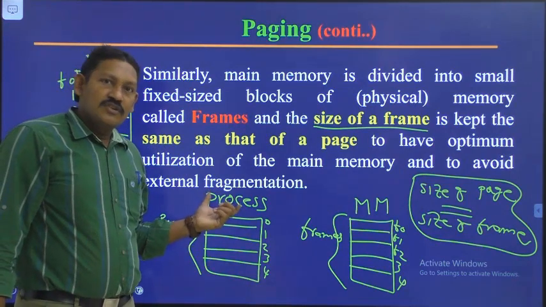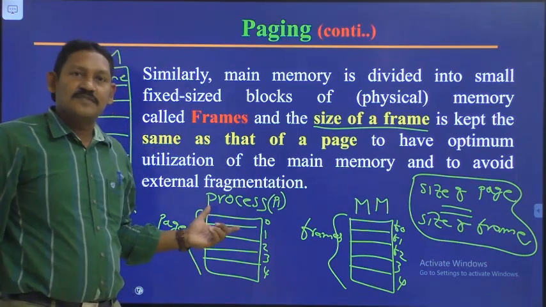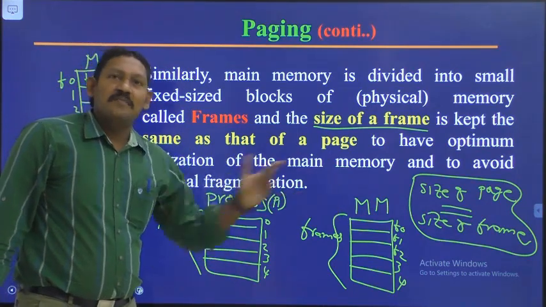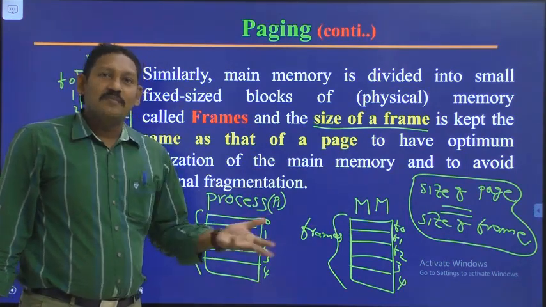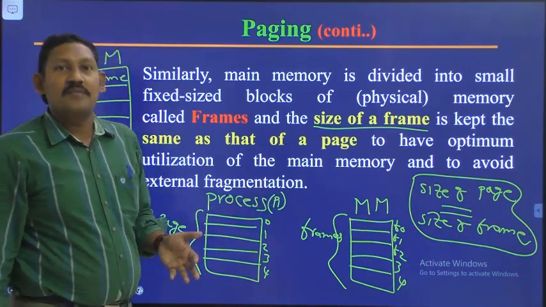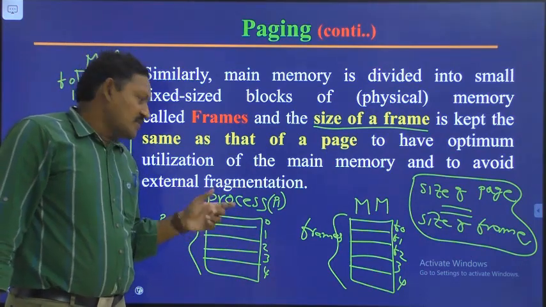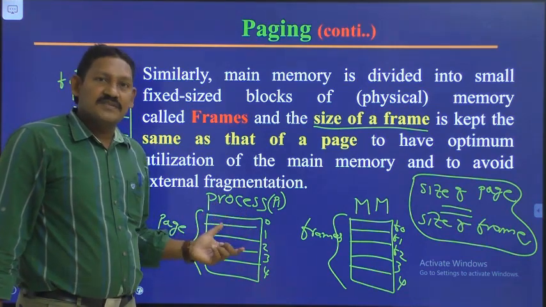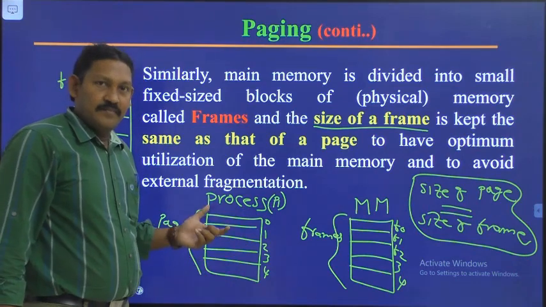If you want to execute this particular process, let us suppose this is P1, we have to insert this entire process inside the main memory. But the memory may not be sufficient. The required memory size may not be available in the main memory. That's why we are splitting this entire process into different parts, which we simply call pages. The size of each page is one and the same.